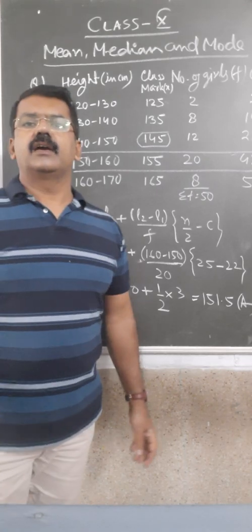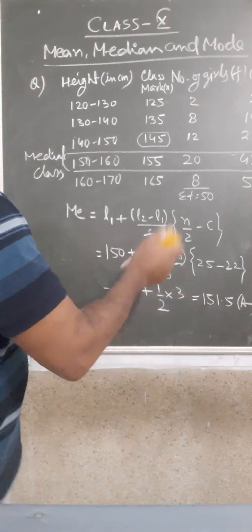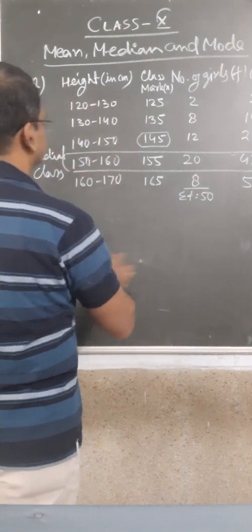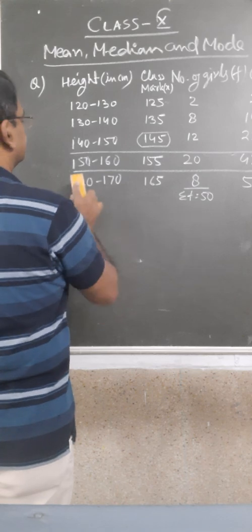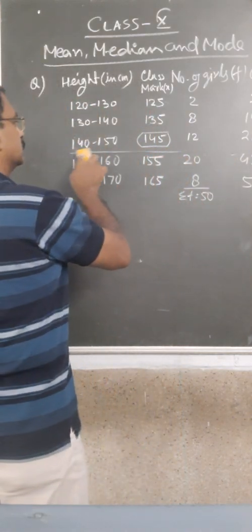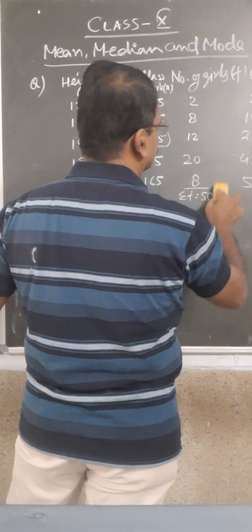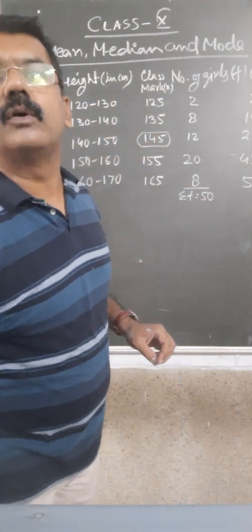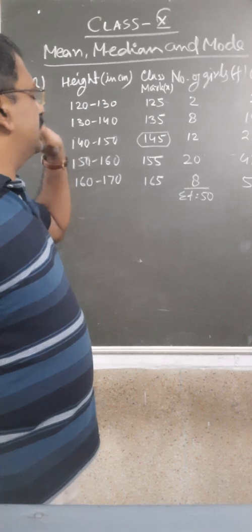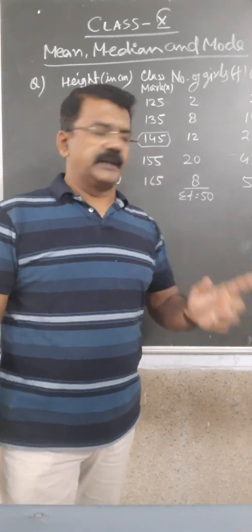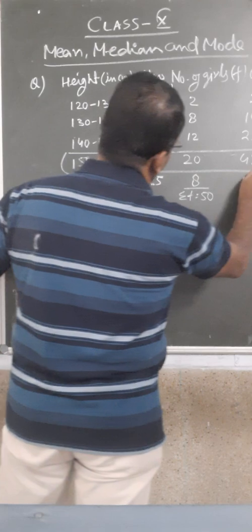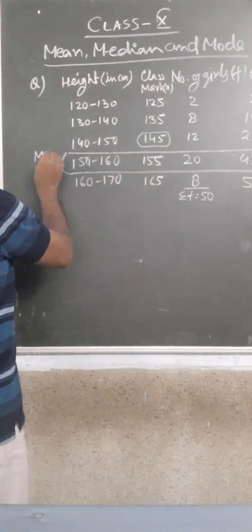Okay, now in the same question we have to find mode. To find mode we don't need the cumulative frequency. You will just see which class has maximum frequency. So this 20 is the maximum frequency. So this is the modal class. A class with maximum frequency is called the modal class.